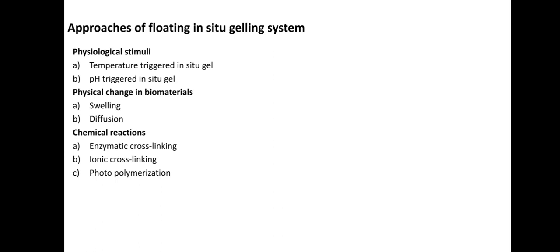If there is a physical change in the in situ gel system, the retention of the drug in the stomach is prolonged. First is swelling and diffusion. In swelling, the polymer absorbs fluid from the surrounding environment and swells, and the drug is released slowly. In the diffusion process, the solvent from the polymer solution diffuses into the surrounding tissue, leading to precipitation of the polymer matrix, like N-methyl pyrrolidone. NMP was widely used for the solvent exchange in polymer in situ gelling systems.